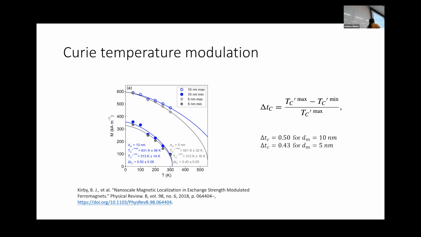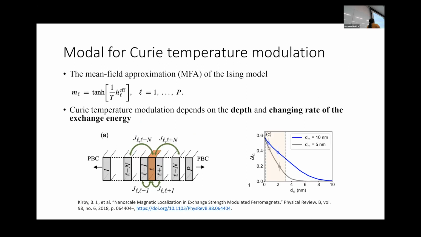That's our actual data, and we want to check if it fits our model. The way we simulate that is we use the mean field approximation of the Ising model. The Ising model is statistical mechanics, a statistical mechanics model of magnetism.